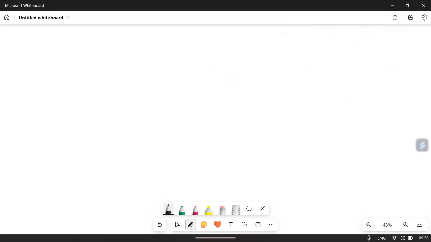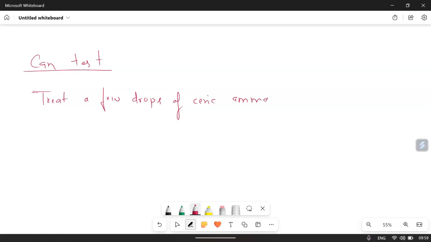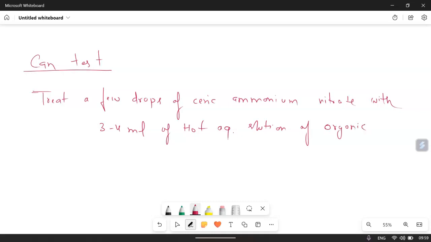The next test is the Ce test. In this reaction, treat a few drops of ceric ammonium nitrate with 3-4 ml of hot aqueous solution of the organic compound, and a green color or brown precipitate will form.